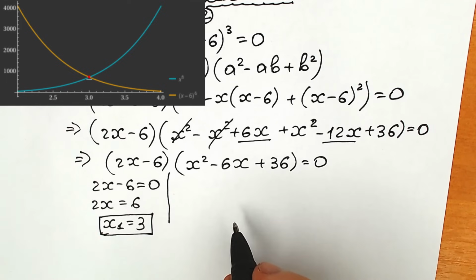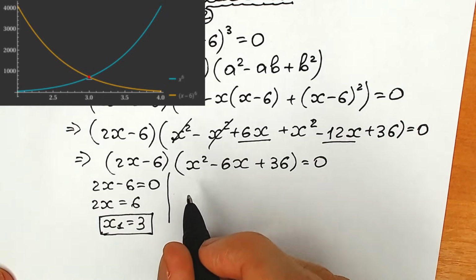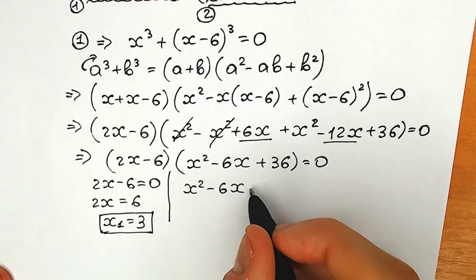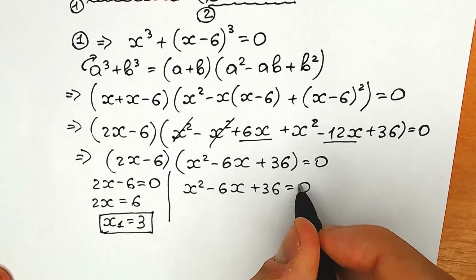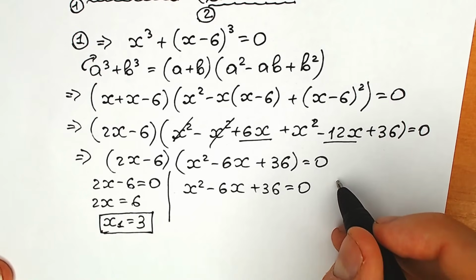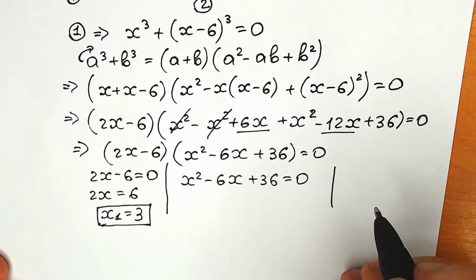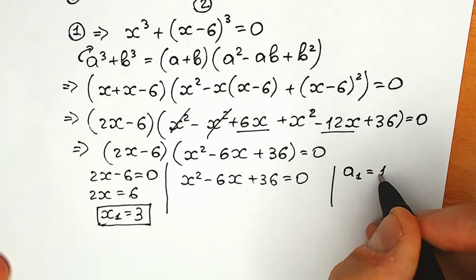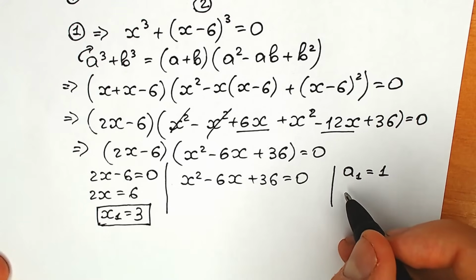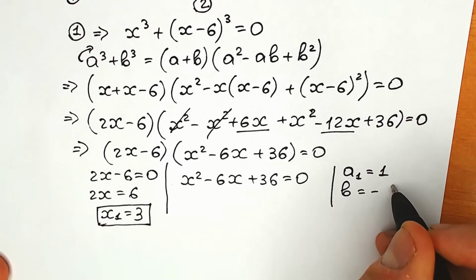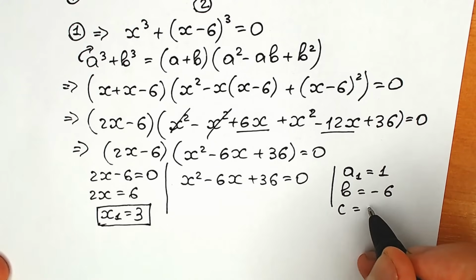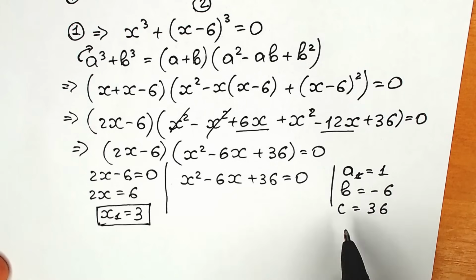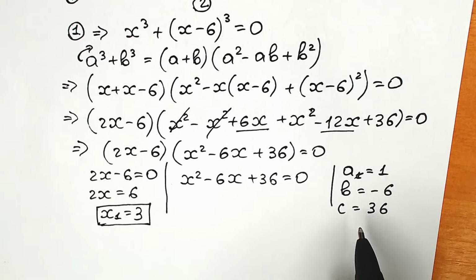So let's find all possible roots. As a result, we have x squared minus 6x plus 36 is equal to 0. This is a quadratic equation, so let's write our coefficients real quick. We have a equal to 1, b equal to minus 6, and c equal to 36.